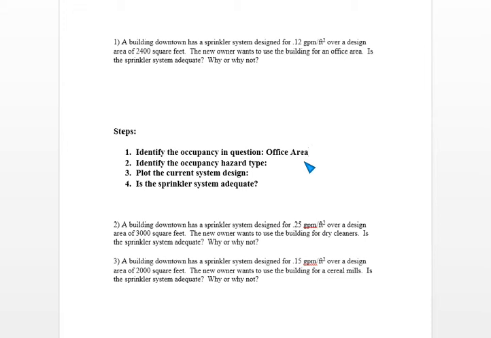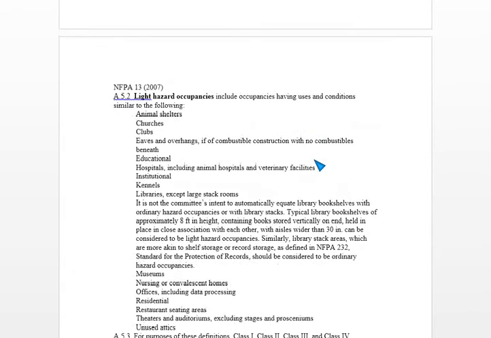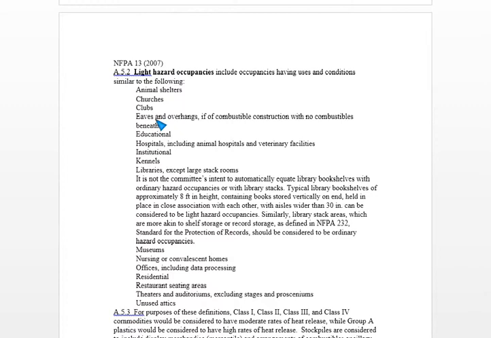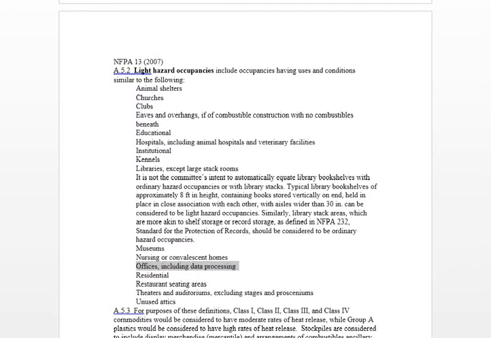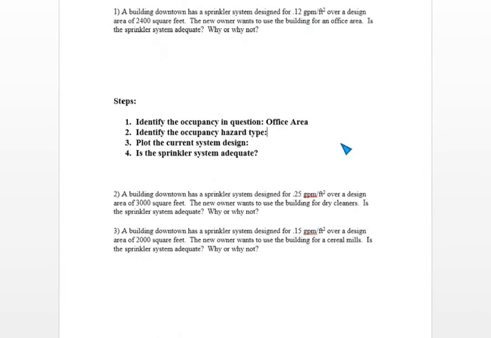So, identify the occupancy hazard type. We know that the occupancy in question is the office area, so we'll go down to our list and look through our 5 occupancy hazards and see if we can find offices. And obviously we find offices under the light hazard occupancies group here. So our occupancy hazard will be light hazard.